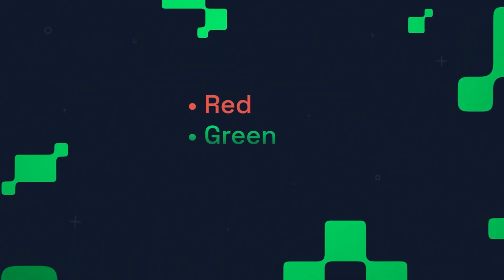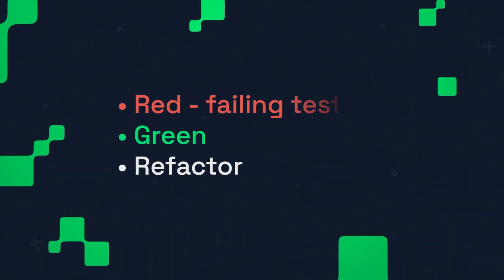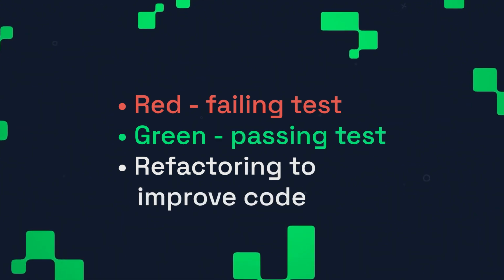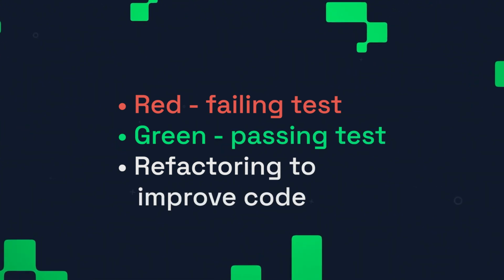TDD follows a simple yet powerful rhythm: red, green, refactor. First, a failing test. Next, a passing test. And finally, refactoring to improve the code while preserving functionality.